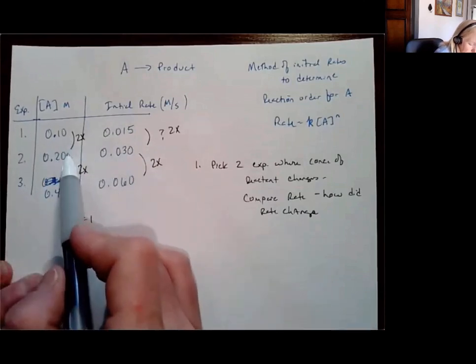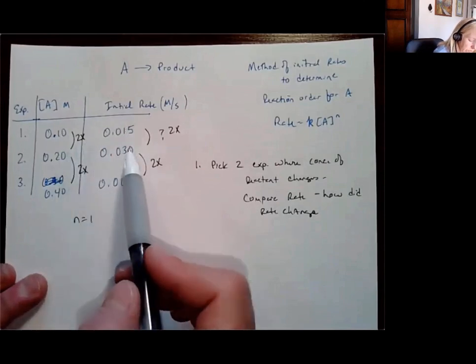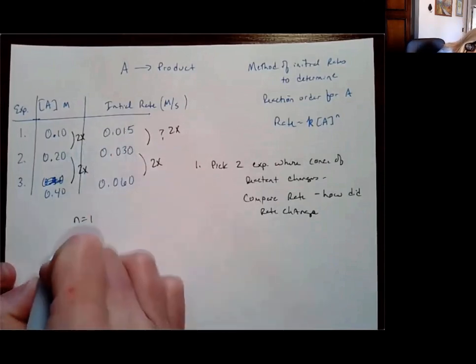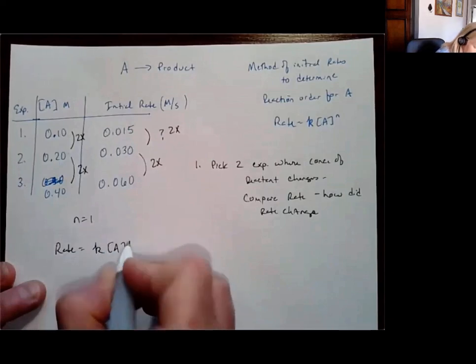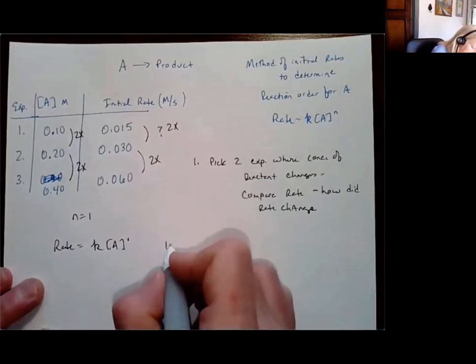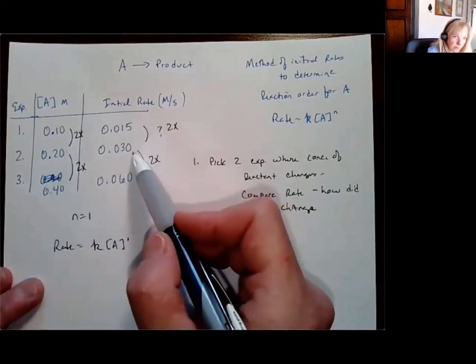As I double the amount of A that I'm starting with of that reaction, my initial rate also doubles. So my rate law for this would be k[A] to the first power. This would be a first order, because as I doubled the concentration of my reactant, my rate doubled.